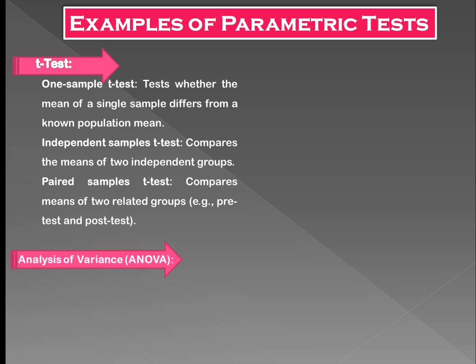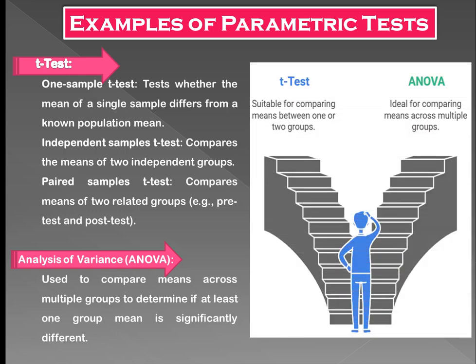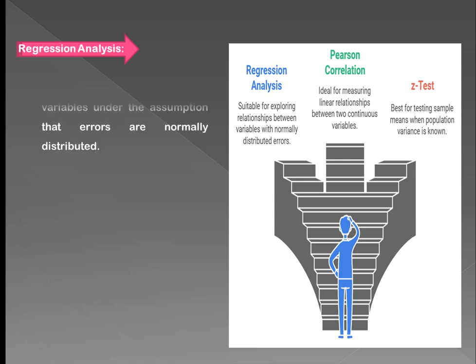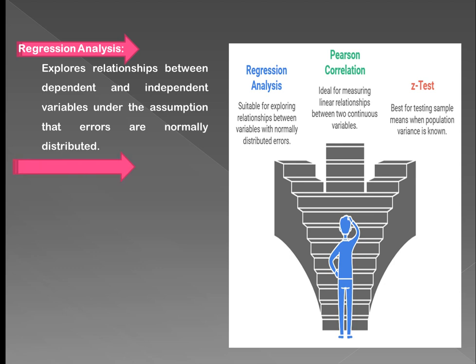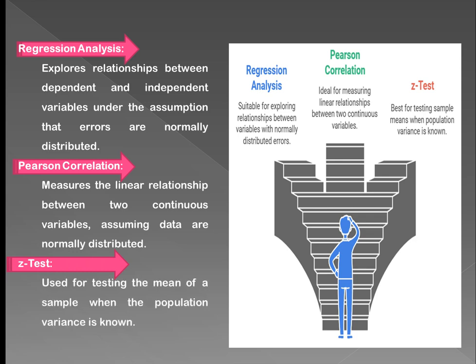2. Analysis of variance, ANOVA. Used to compare means across multiple groups to determine if at least one group mean is significantly different. 3. Regression analysis. Explores relationships between dependent and independent variables under the assumption that errors are normally distributed. 4. Pearson correlation. Measures the linear relationship between two continuous variables, assuming data are normally distributed. 5. Z-test. Used for testing the mean of a sample when the population variance is known.